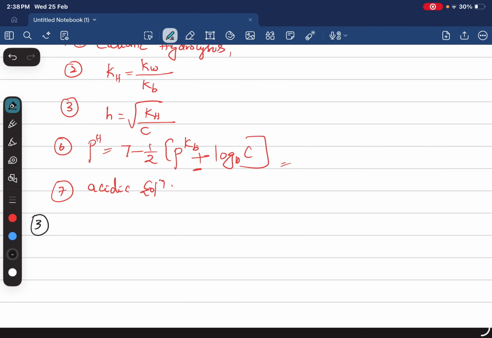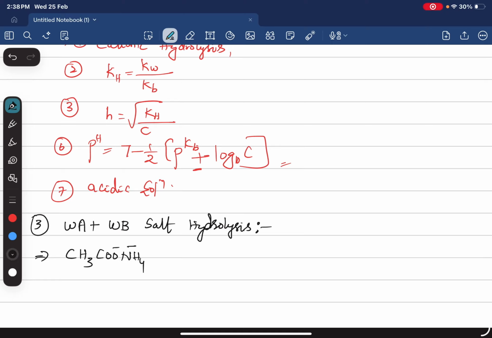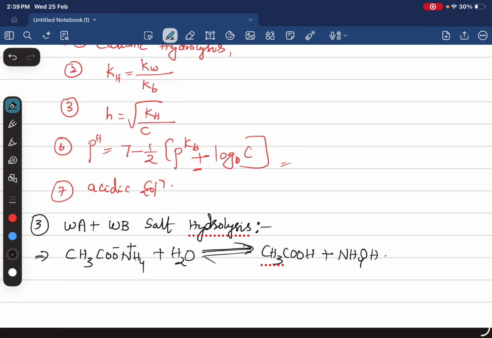let's start the next case, that is weak acid plus weak base salt hydrolysis. Here both are weak, so the weak acid is CH3COOH and the weak base is NH4OH. These together undergo hydrolysis and get CH3COOH and NH4OH. These have a double-headed arrow because it is unstable and reversibility is possible. Since no resultant ion is possible in this, and both anion and cation undergo hydrolysis, we can take this as both cationic and anionic hydrolysis.